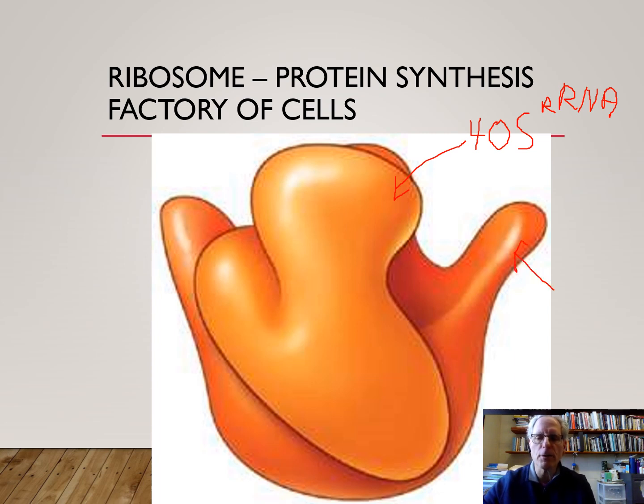The large ribosomal subunit is a 60S ribosomal subunit. This contains ribosomal proteins and then several significant ribosomal RNAs. In particular, there is the so-called 28S ribosomal RNA, which is found in the large ribosomal subunit.